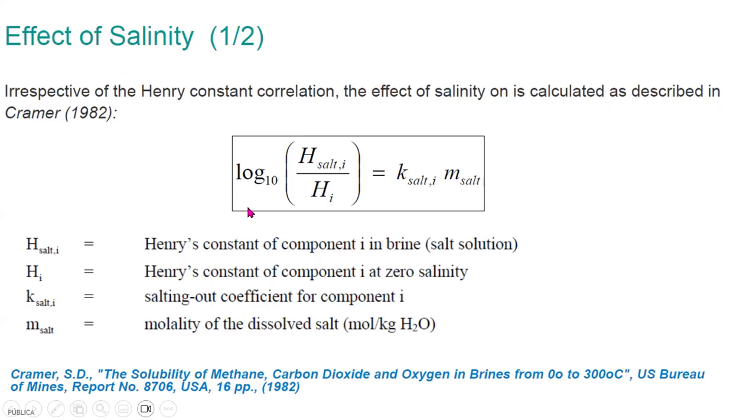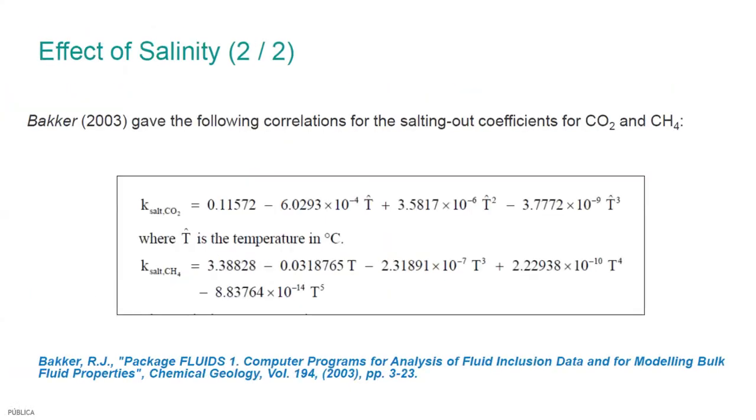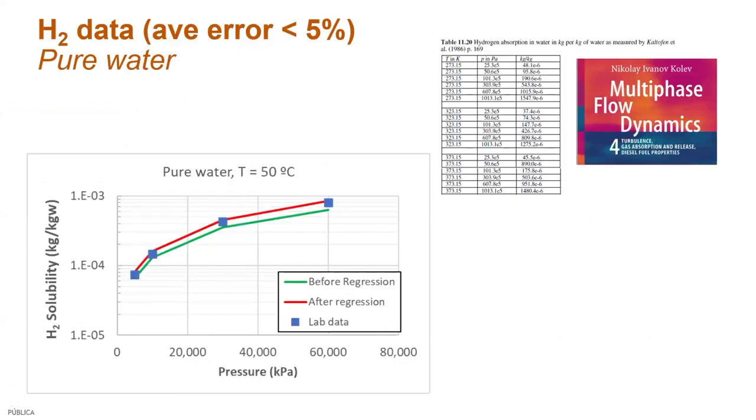One way to do this is using this Kramer equation that is available in GEM. This is the equation that it uses, a version for CO2 and another version for methane. Just to show you that it's possible to represent the solubility for hydrogen, I picked this data from this book. This data is the hydrogen solubility in water, in pure water.